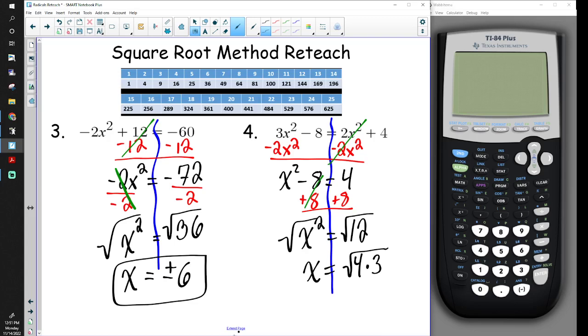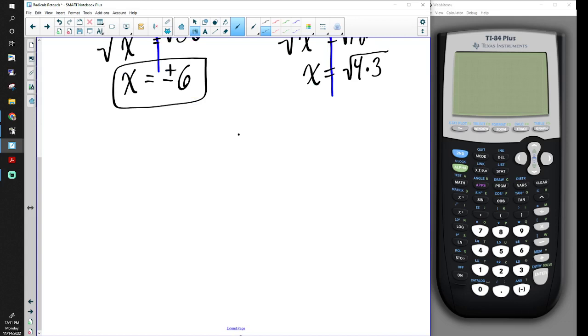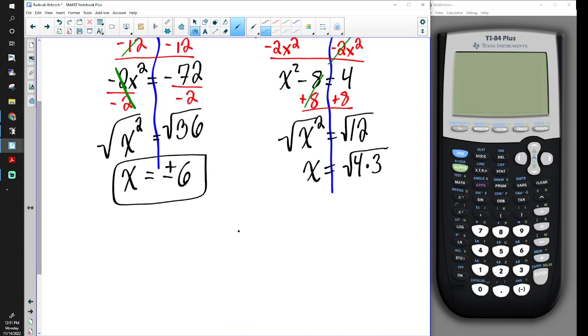Okay? I'm going to extend the page a little. Not that much. Okay? Again, yet another tragedy. Breakup story of the century. 4 and 3 no longer together. The square root of 4, we know, is plus or minus 2.